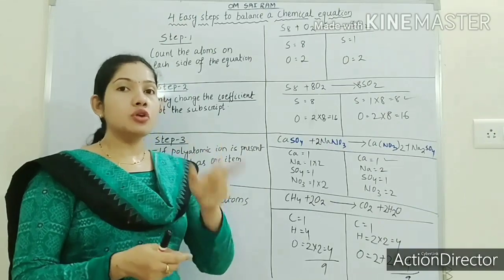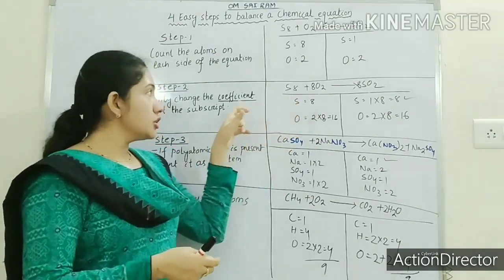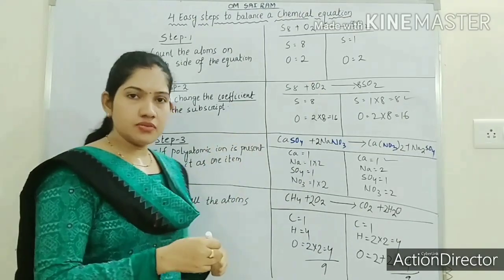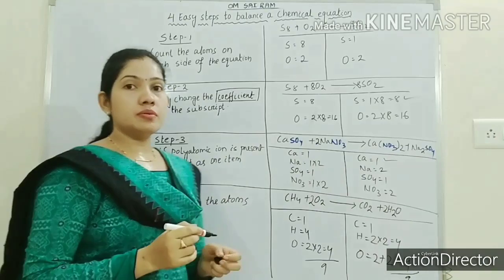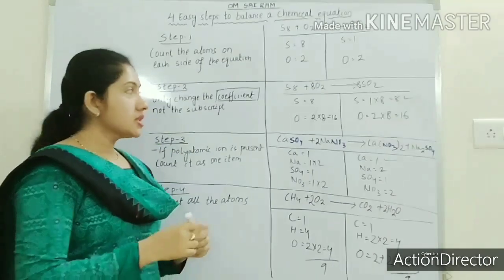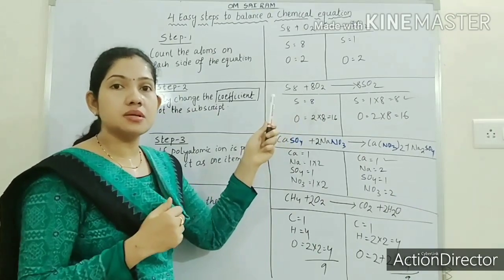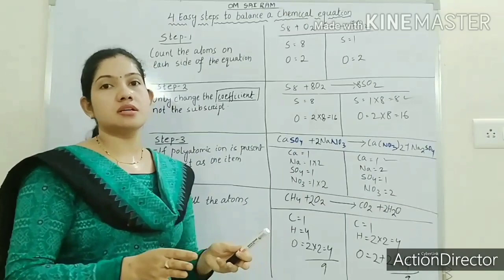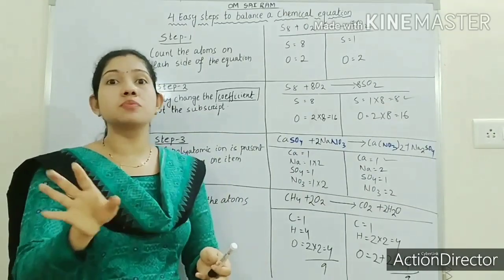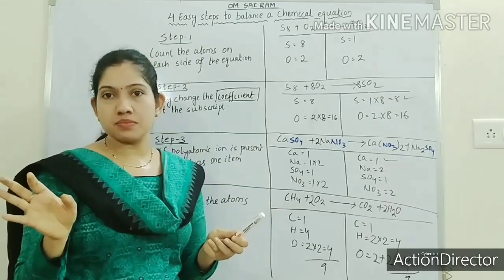So these are the common or basic steps which you have to follow during balancing a chemical equation. Do not forget this point here. You can only change the coefficient. This is a very important point. Most of the students are doing wrong here only. They change the subscript, but do not change the subscript. You have to change the coefficient. You cannot add a new subscript also. You can add a coefficient, but you cannot add a subscript.